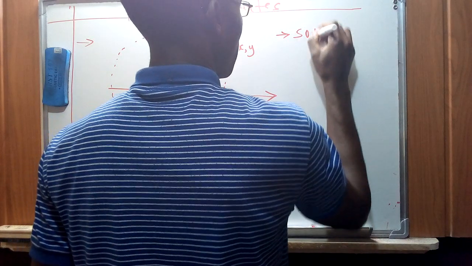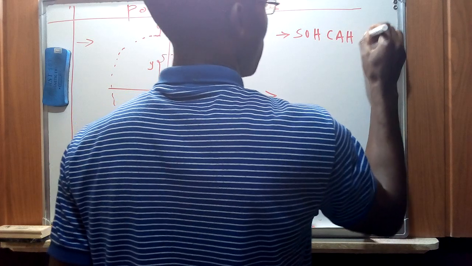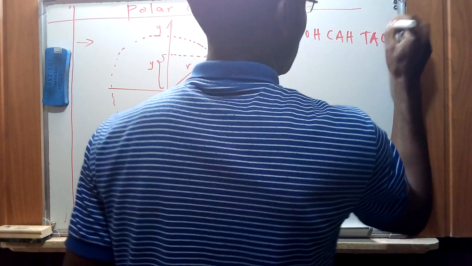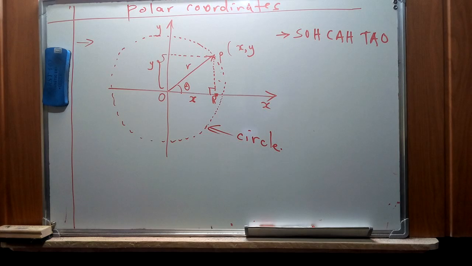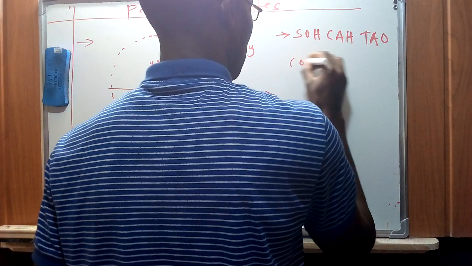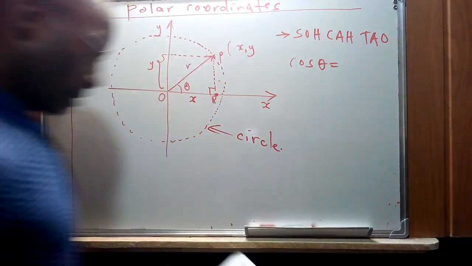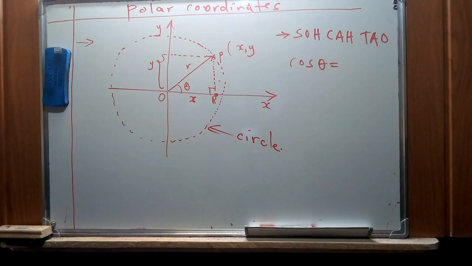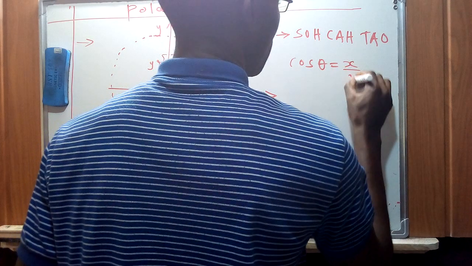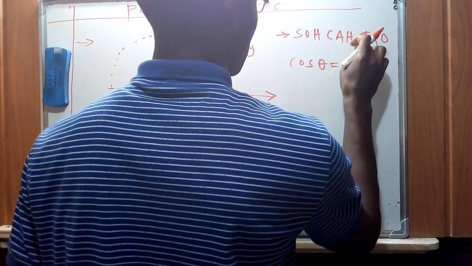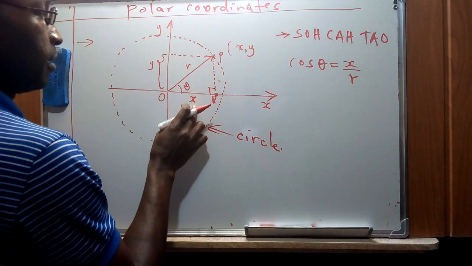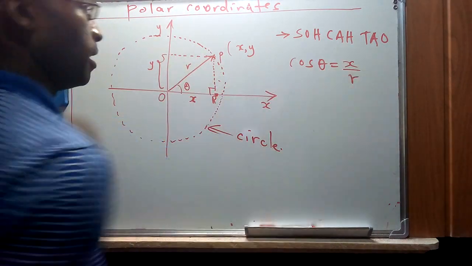I can use this acronym to remind us of the ratios for those trigonometric functions, that is for the sine, the cosine, and the tan of theta. So therefore, we can write to describe the distance x, or the cosine of theta, as x over r. The cosine of theta is equal to adjacent over the hypotenuse, so therefore x over r.